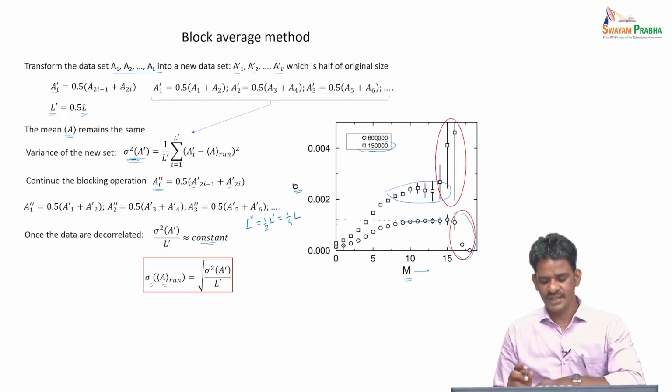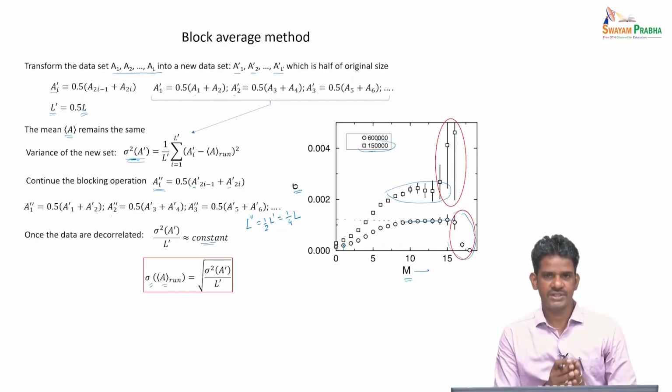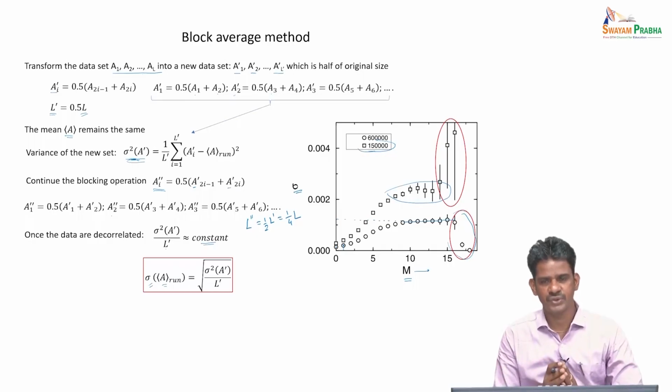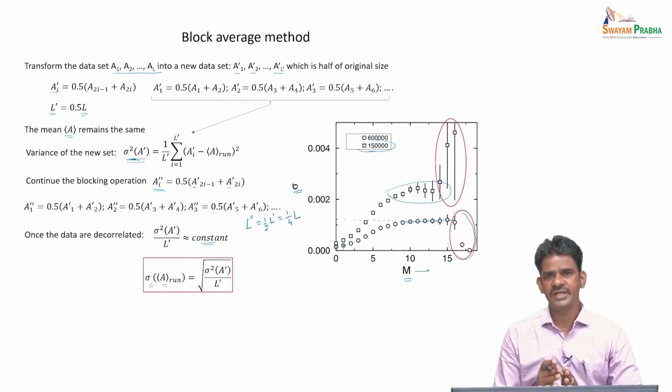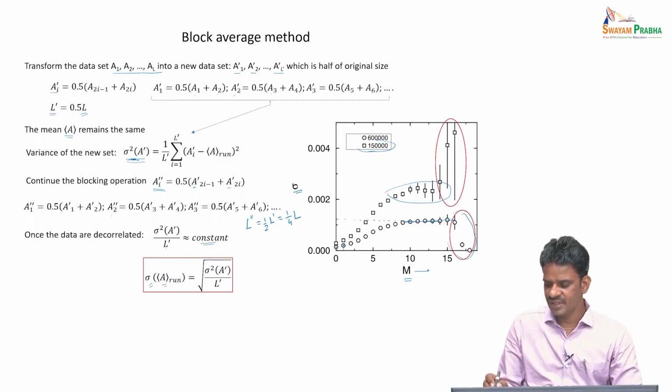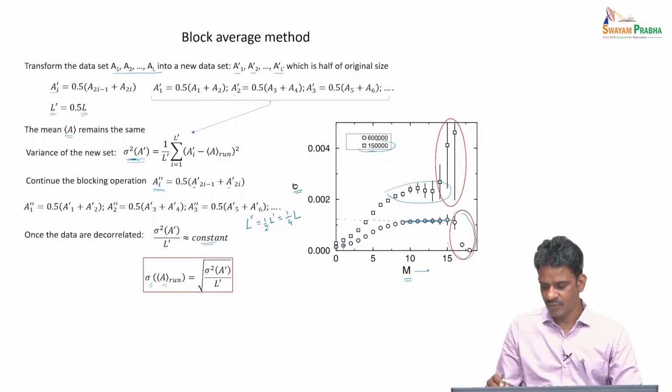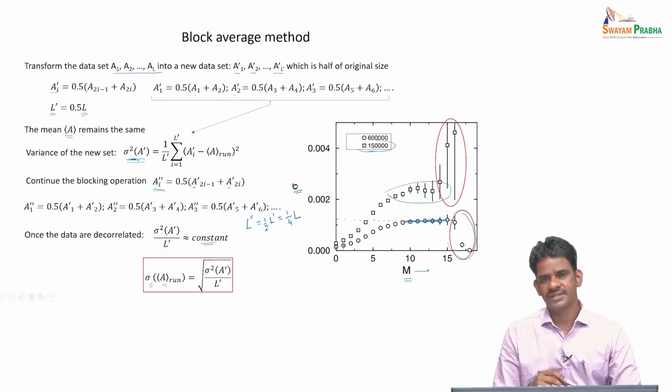So, what I am trying to say here is that in MD simulations, we have the choice of how many data points to store. If you have stored a sufficiently large number of data points, then we can subject this data set to the blocking operation, and we hope to see this kind of plateau value on the error, which indicates that around this region the data are statistically uncorrelated, and then we can take this estimate of sigma as the error estimate.